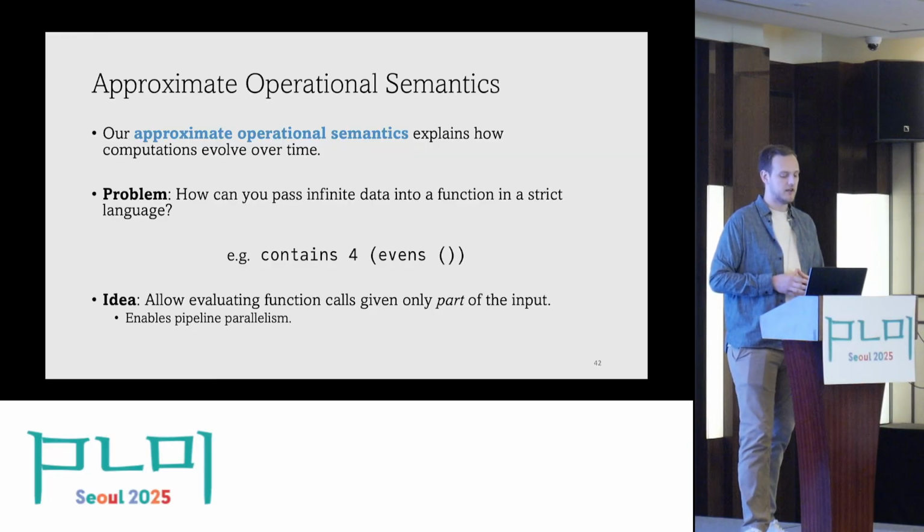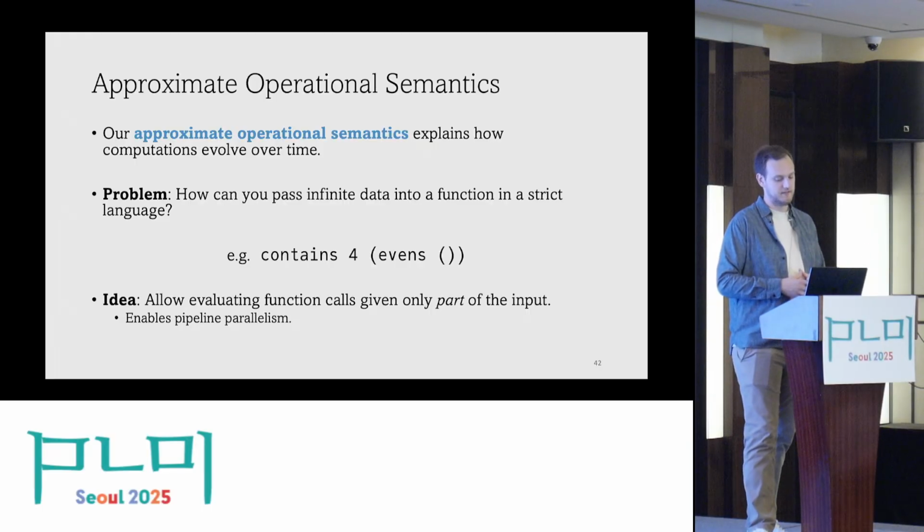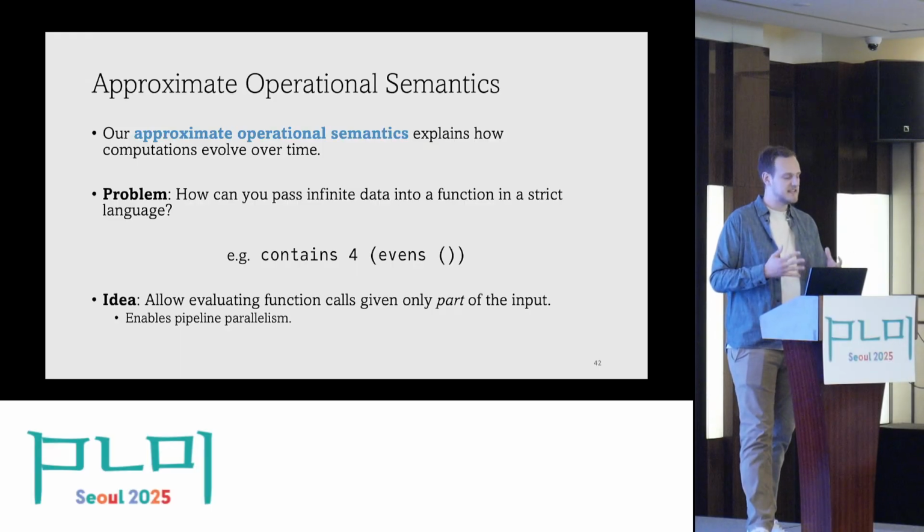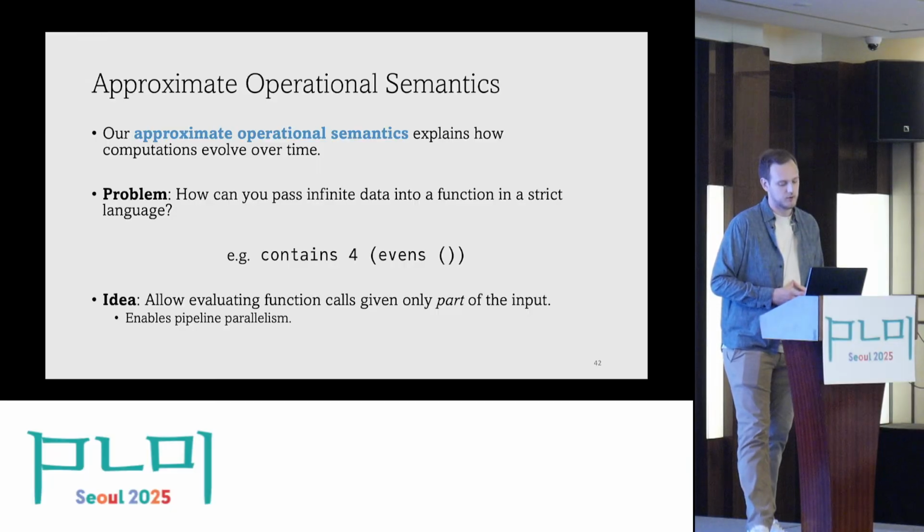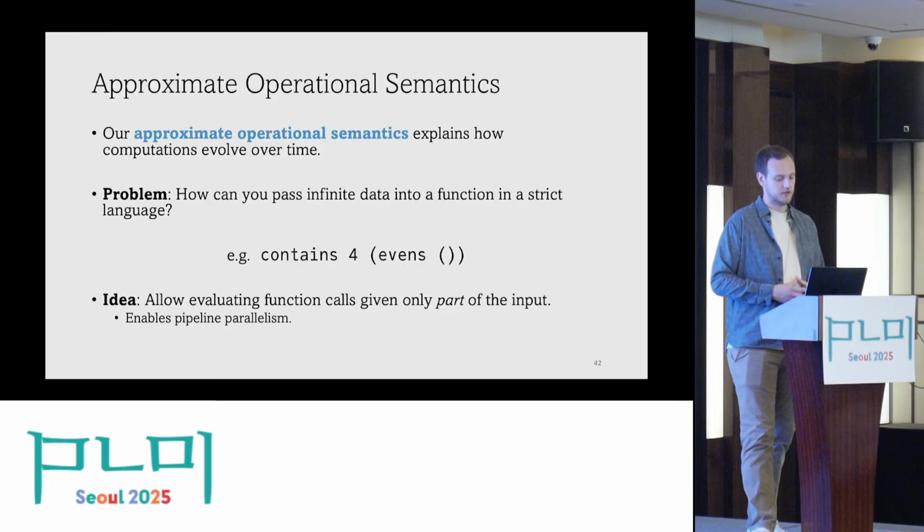So here we're trying to call this contains function, which asks, is the number 4 in the set of all even numbers? And of course, the answer should be true. 4 is even, and evens is defined correctly. So it should be the case. But because evens is infinite, and this is a call by value language, evens will never run down to a value.